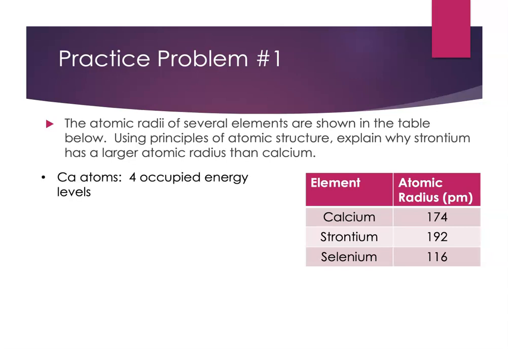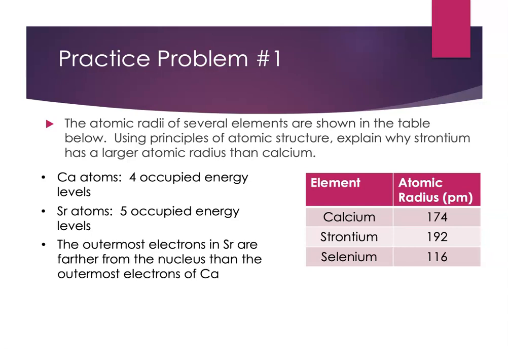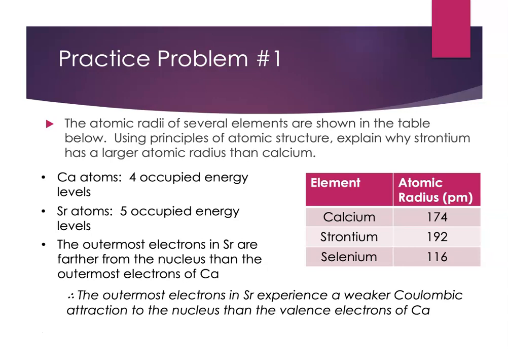So we know that calcium atoms have 4 occupied energy levels. Strontium atoms have 5 occupied energy levels. So the outermost electrons in strontium are farther from the nucleus than the outermost electrons of calcium. And therefore, the outermost electrons in strontium experience a weaker Coulombic attraction to the nucleus than the valence electrons of calcium experience to its nucleus. So that's the kind of answer you would need for this question. Let's do another problem.